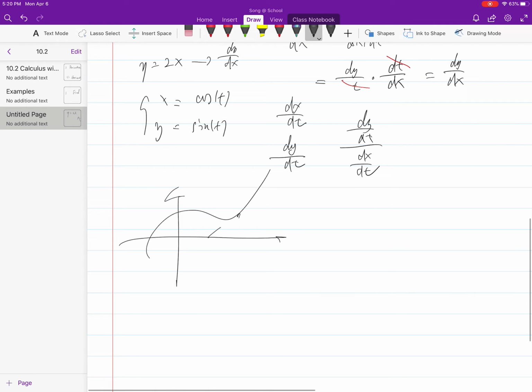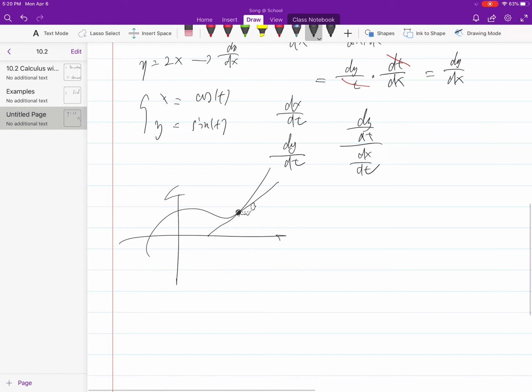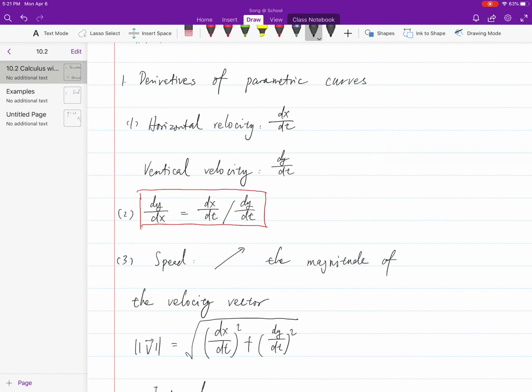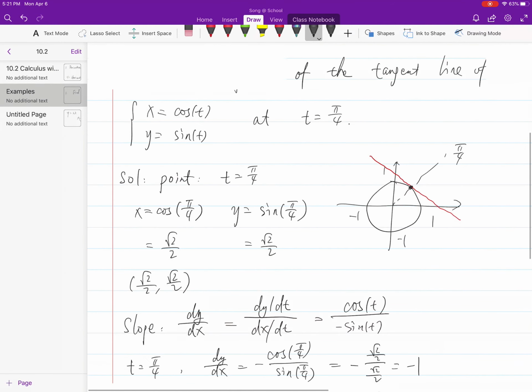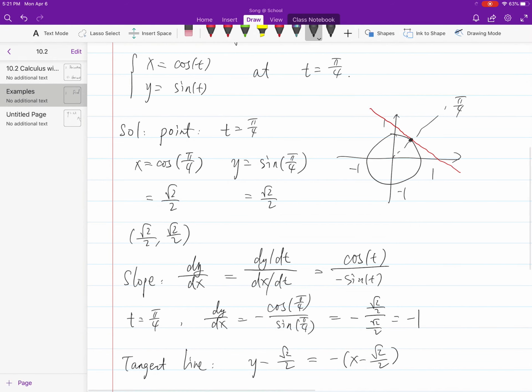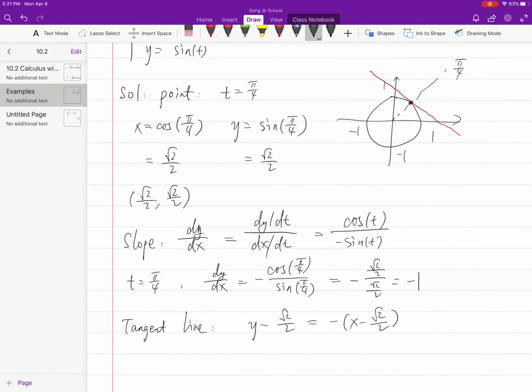So dy over dx, if you think of it another way, what do you mean by dy over dx? That means at this moment, if I move to here, my x is going to change, my y is going to change. And what is the ratio of this over that? So it's very fair for me to just take the changing rate of y divided by the changing rate of x, which gives you the same thing. So that's exactly the same definition.